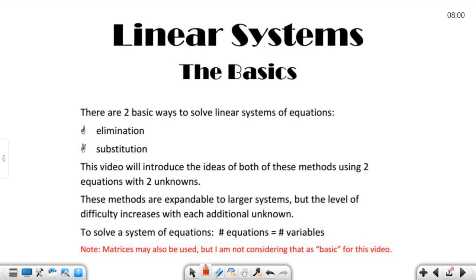I want to make a note here. Matrices, augmented matrices, can also be used, but I'm not considering that as basic for this video. To me, matrices are a more advanced method and technique. So we're going to start with this and then understand matrices are there. And quite frankly, if you get to 4x4, four equations with four unknowns, matrices are going to be more efficient and better than doing it this way, most likely, unless it's a special case that works out quick and easy.